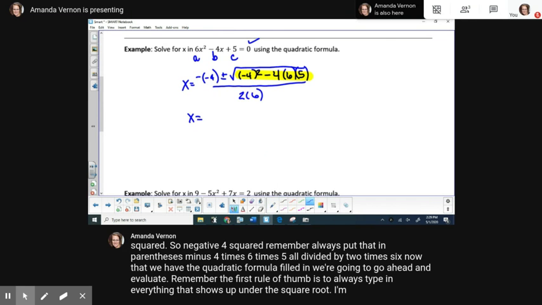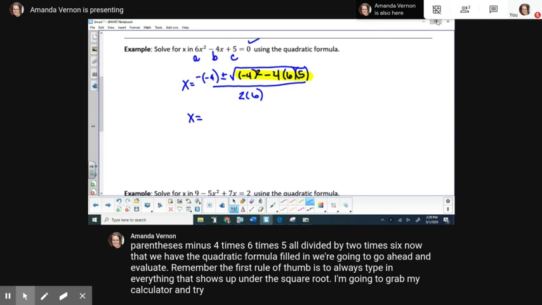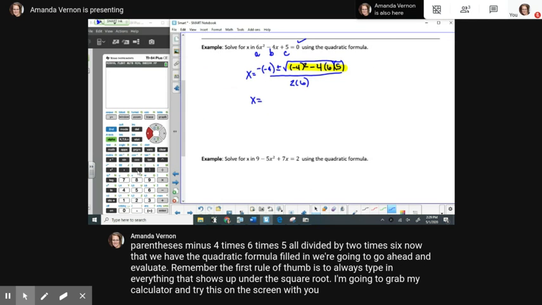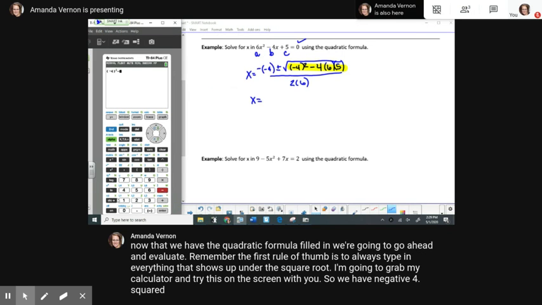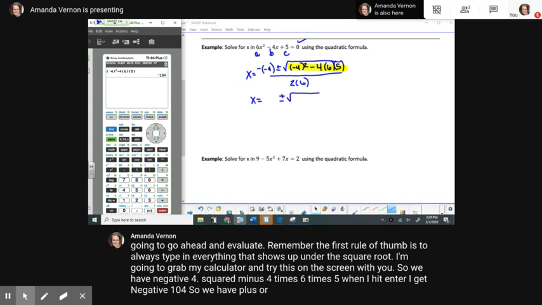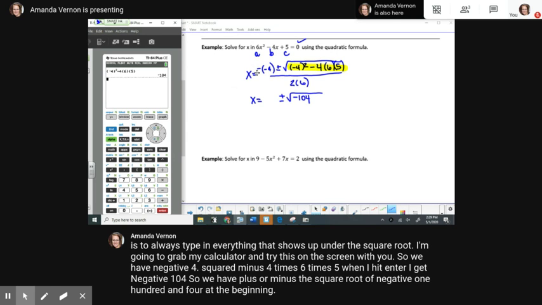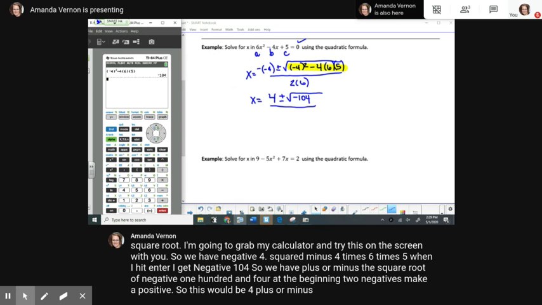I'm going to grab my calculator and try this on the screen with you. So we have negative 4 squared minus 4 times 6 times 5. When I hit enter, I get negative 104. So we have plus or minus the square root of negative 104. At the beginning, two negatives make a positive. So this would be 4 plus or minus that, all divided by 12.